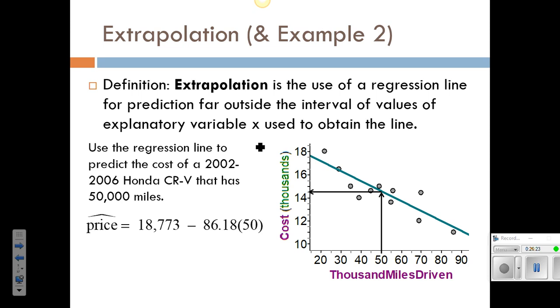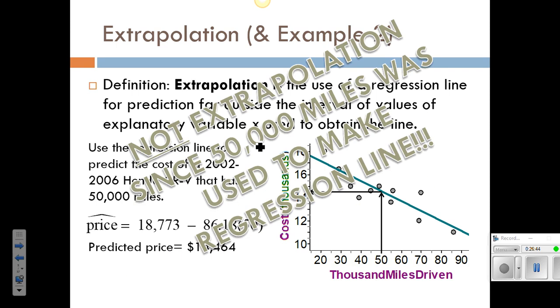Yeah. Okay. What's the predicted price of a used Honda CR-V with 50,000 miles? So about 14 grand, 14.4 grand, something like that. Cool? Okay. So you guys are okay with us using our model to predict this kind of value? This is not extrapolation. Why is this not extrapolation? Because 50,000 miles was used to make the regression model. Okay?